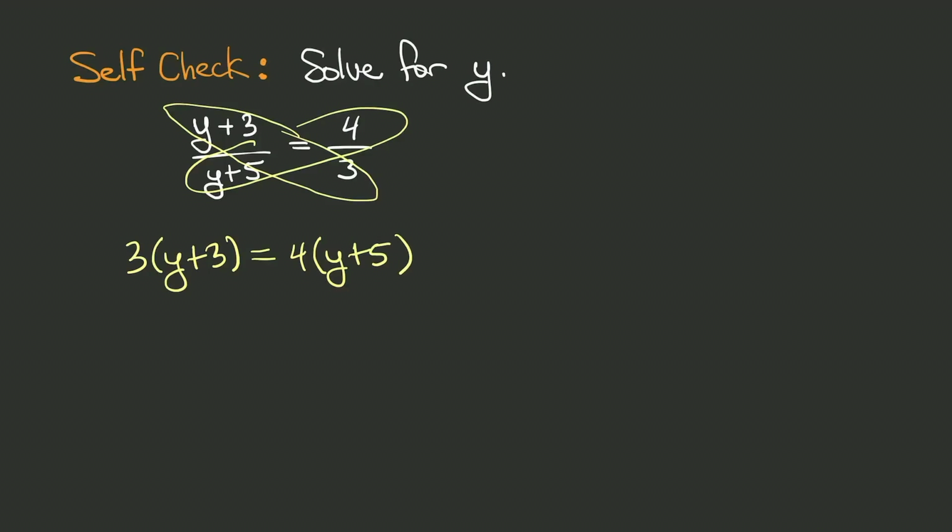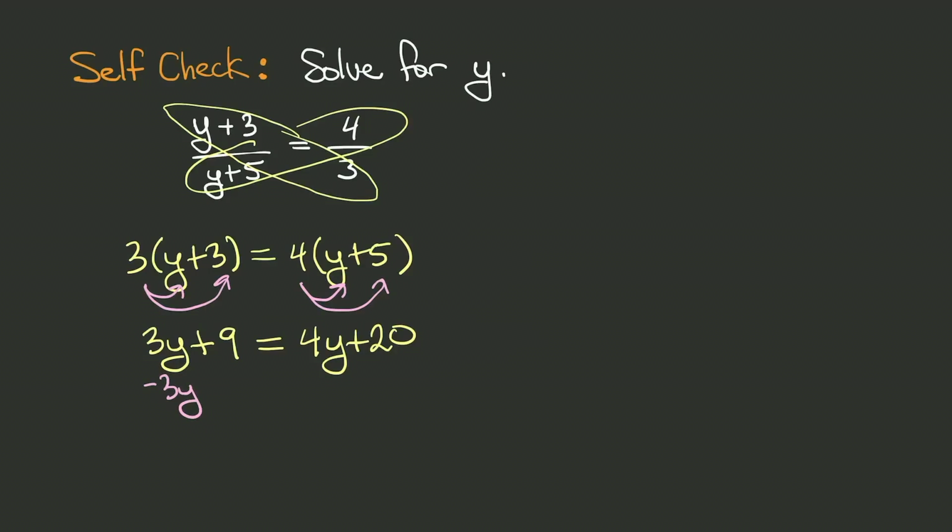Any solution of our original equation will also be a solution of this equation. Let's distribute on both sides. This is going to help us get rid of these parentheses. We'll have 3y plus 9 on the left, and that's going to be equal to 4y plus 4 times 5 is 20. Now let's get all of the y's onto one side, so I'll subtract 3y from both sides. That's going to leave me with 9 on the left-hand side is equal to y plus 20.